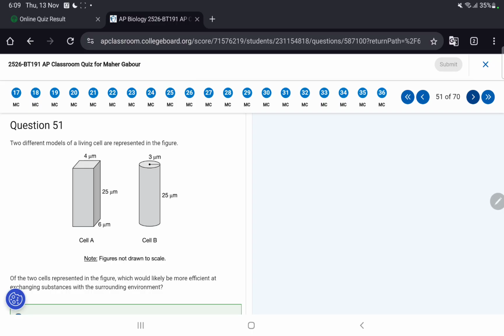I know that you find the volume of a cylinder by pi r squared h. I forgot how you find the surface area, so just look that up. Okay, ChatGPT, Google, whatever, and find that the surface area to volume ratio, the one with the bigger surface area to volume ratio, is your more efficient cell.